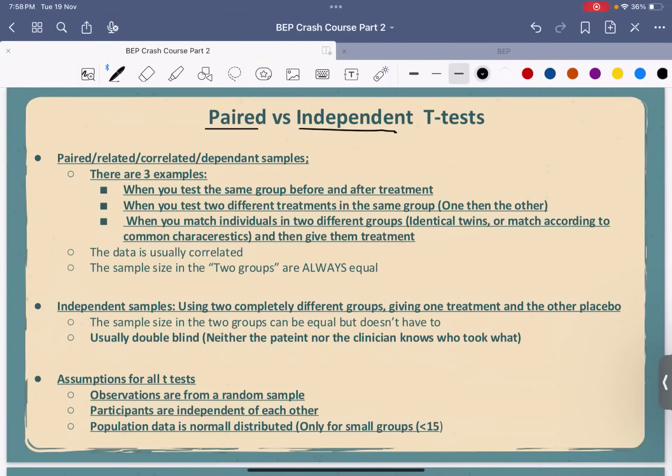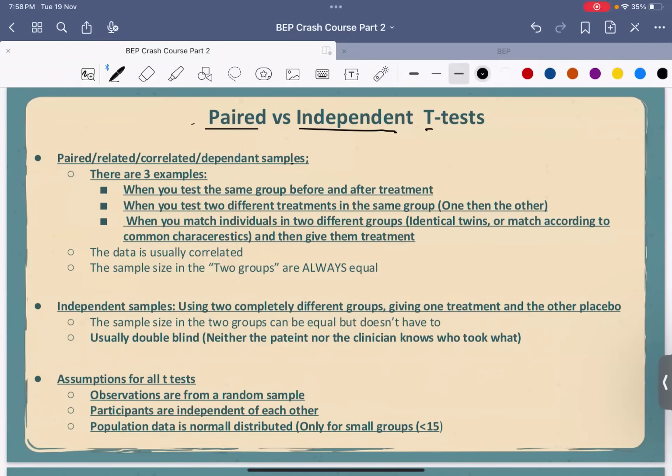Okay, so other names for the paired t-test are paired, related, correlated, or dependent samples. All of them mean the same thing. You need to know all of those names because they might ask you any of these names, okay? But the most common one is paired, because they can ask related, they can ask correlated, they can ask dependent.